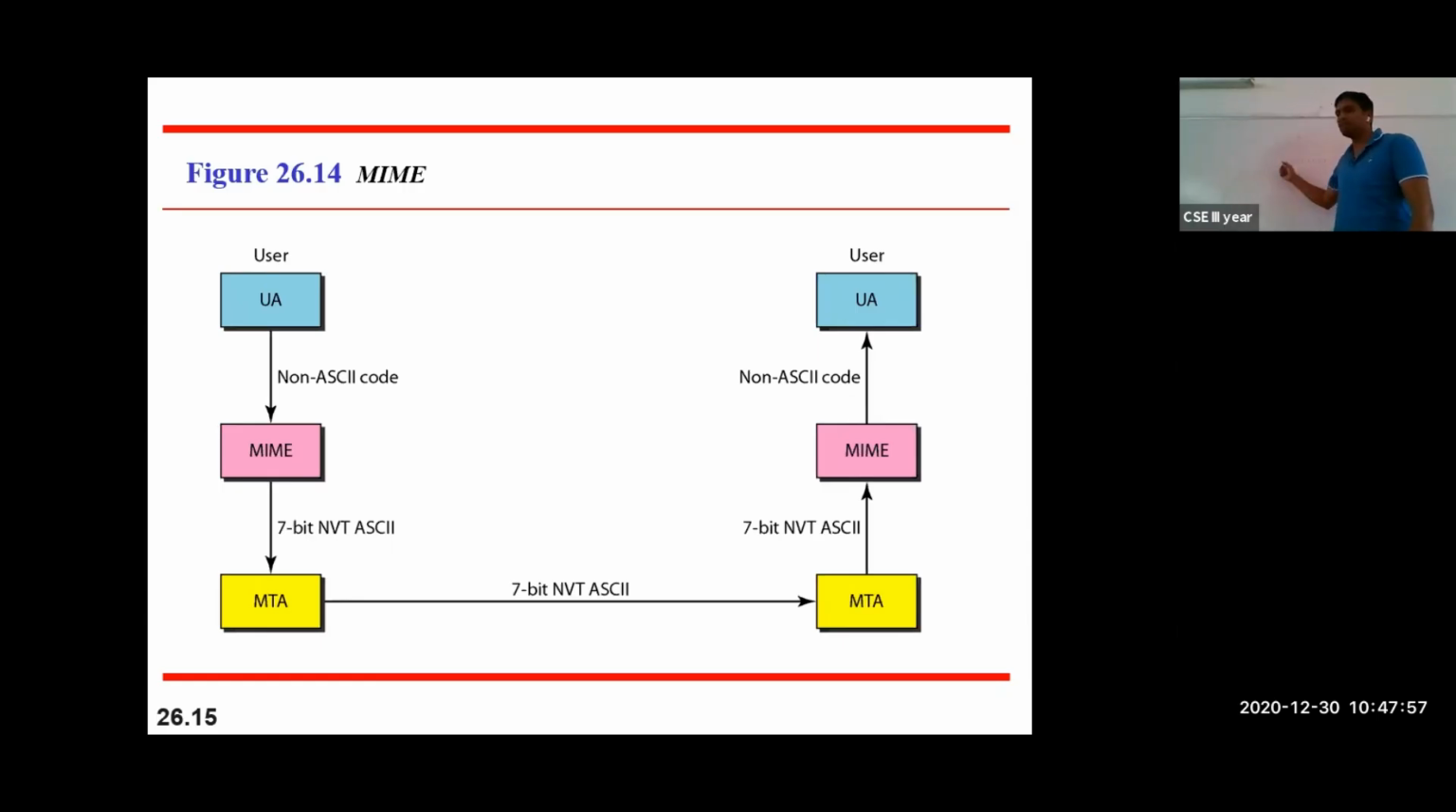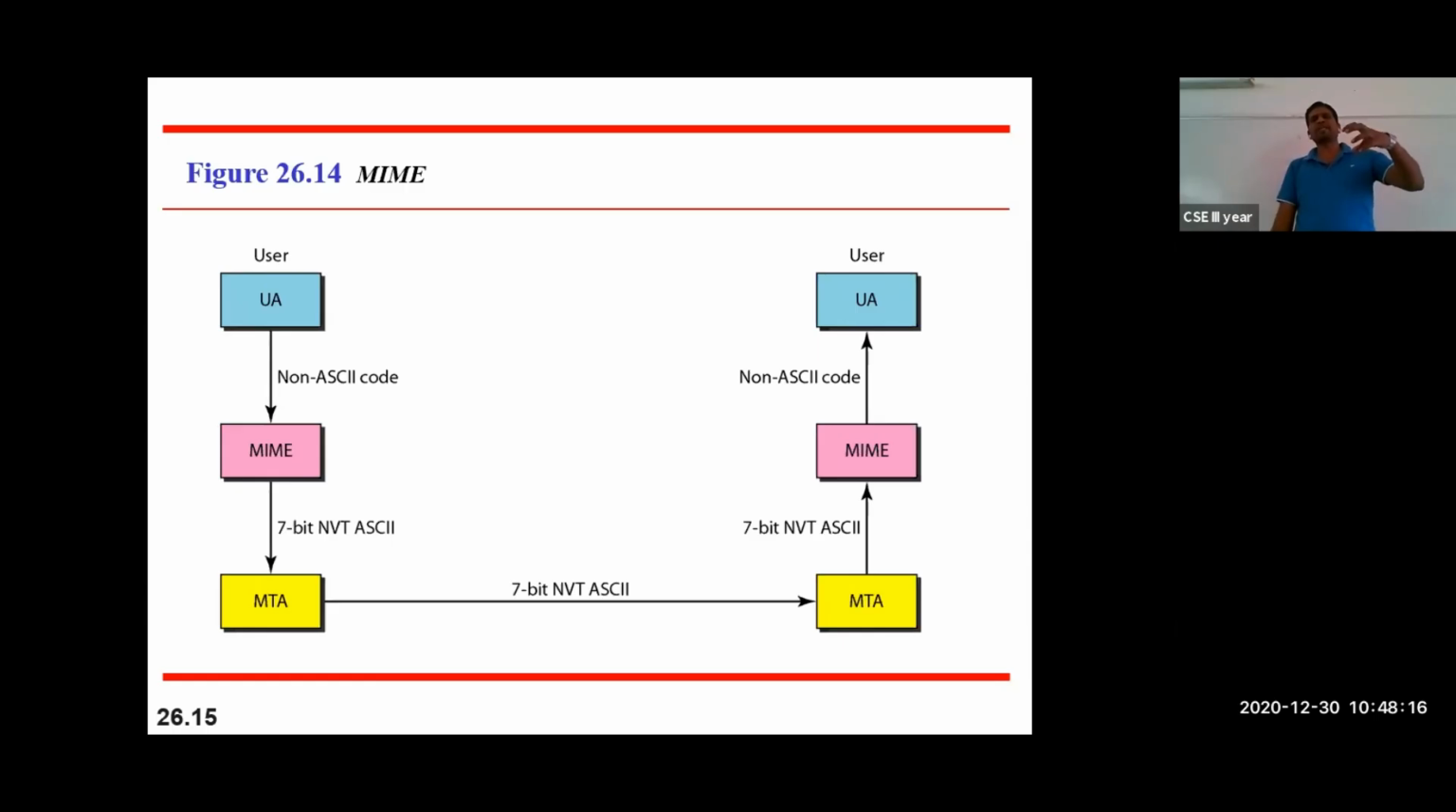Now this is the part in between: MIME, multi-purpose. You can see the name itself says Multi-purpose Internet Mail Extension to the actual mail. Now you can use this email in a multi-purpose way, which means you can send text, audio, video, graphics, whatever you want.